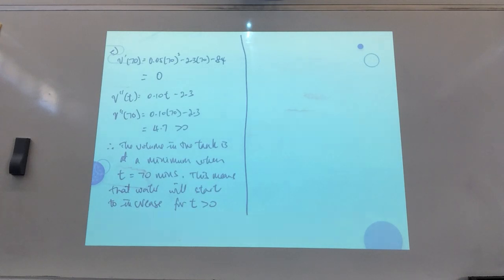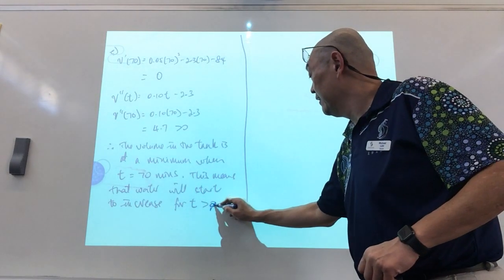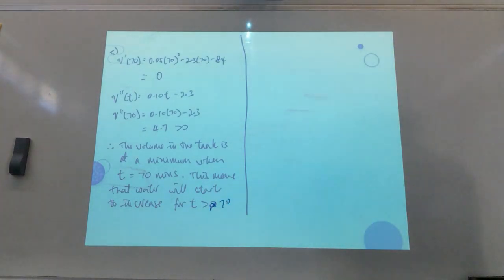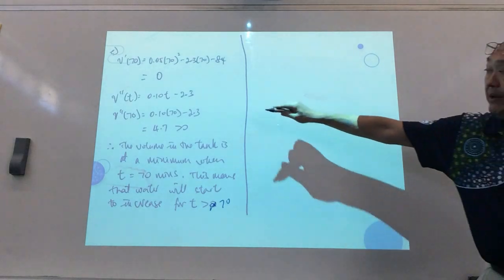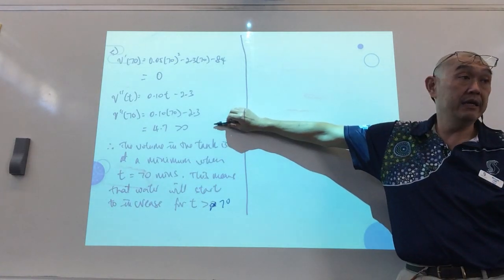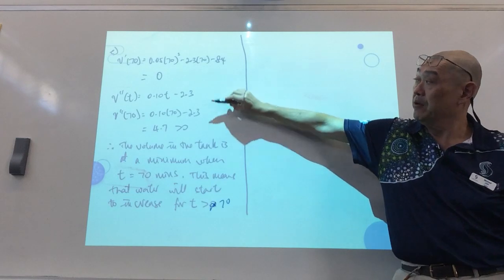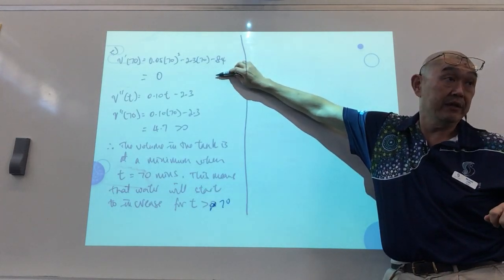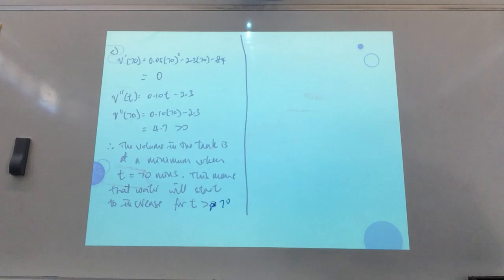And this means that the tank will start filling in for T greater than 70, not 0. It will start to increase for T greater than 70. How do you know that? Because the bound is 0 to 70. So anything after 70 is a minimum. You work out the second derivative, it's greater than 0, whereas the first derivative is 0 there, which means that's a minimum. All right? So use your knowledge of differentiation now.